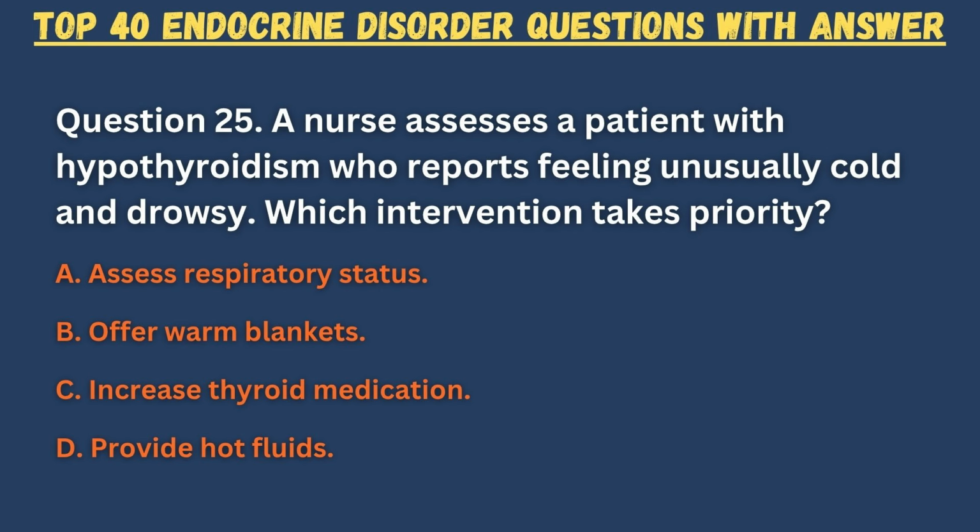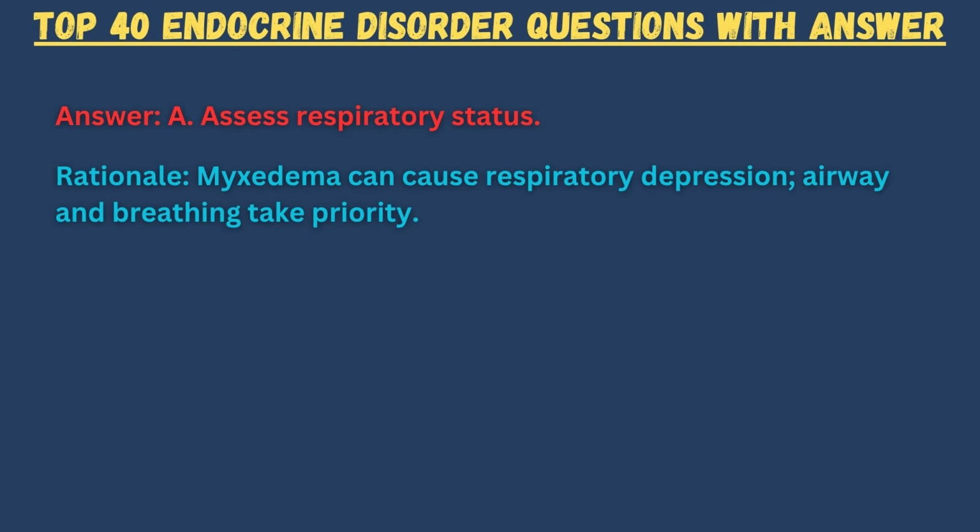Question 25. A nurse assesses a patient with hypothyroidism who reports feeling unusually cold and drowsy. Which intervention takes priority? A. Assess respiratory status. B. Offer warm blankets. C. Increase thyroid medication. D. Provide hot fluids. Answer: A.